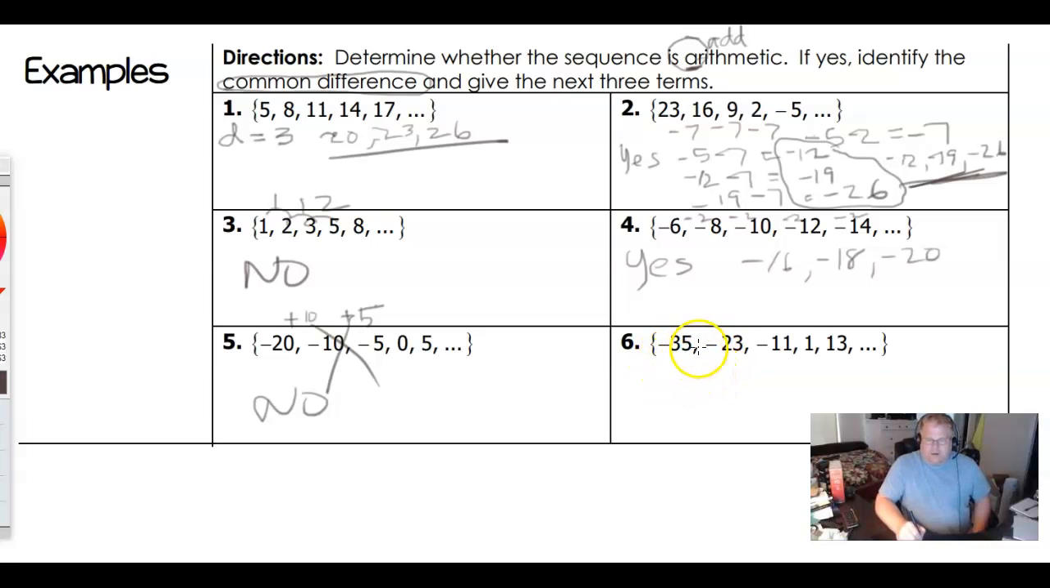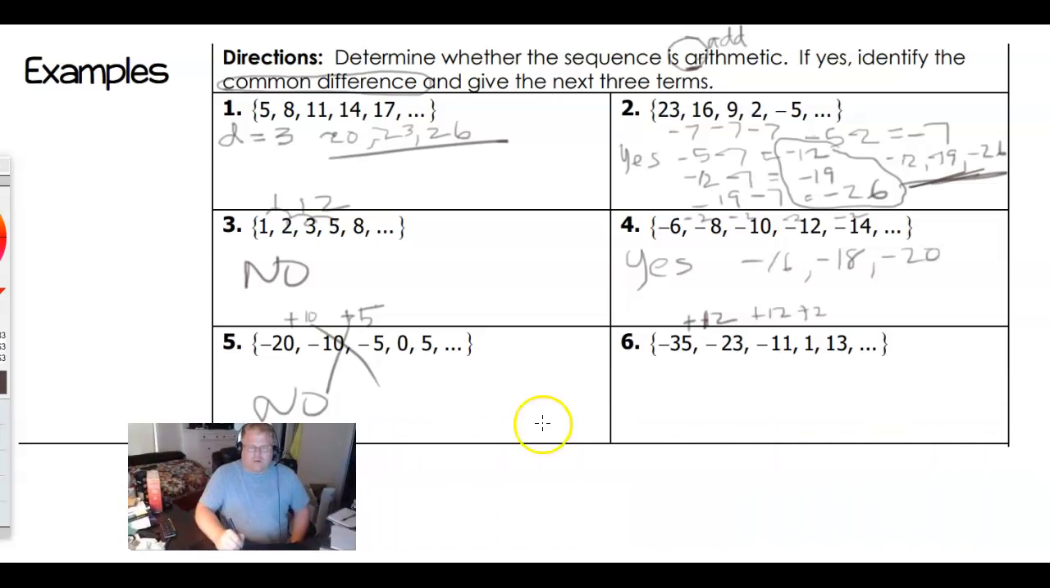And the last one, negative 35 to negative 23 is 12, it looks like. So I'm adding 12 because it's getting bigger. Add 12 to this: negative 23 plus 12 is negative 11. Negative 11 plus 12 is 1. 1 plus 12 is 13, and so on. So I'm going to put myself over here. Woo! Alright, so those are all true. So my difference is 12.